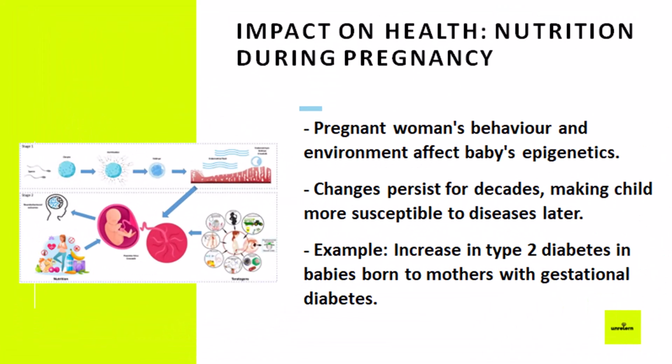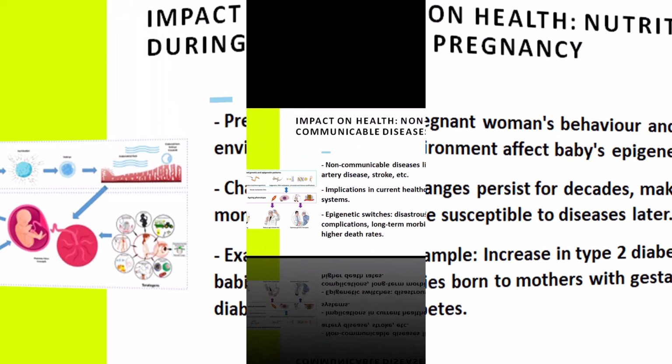A pregnant woman's behaviors and environment, such as her diet, can influence her baby's epigenetics. These changes may persist for decades and make the child more susceptible to certain diseases later in life. The increase in the prevalence of type 2 diabetes in babies born with mothers with gestational diabetes is a very real scenario which is unfolding in front of us.